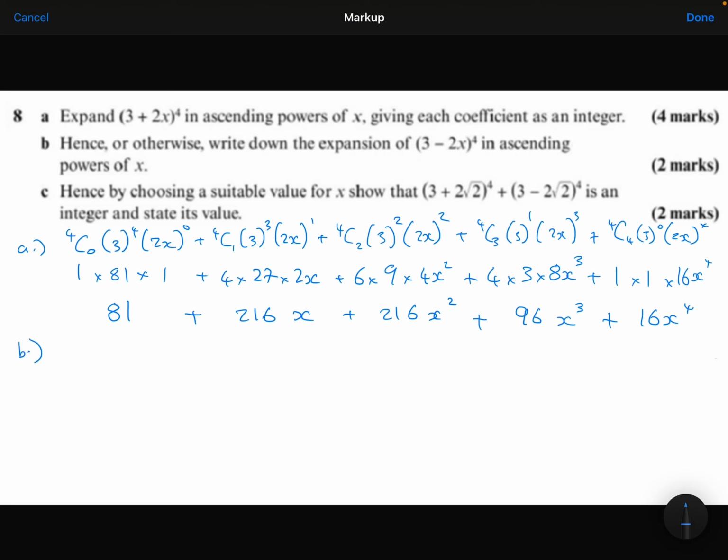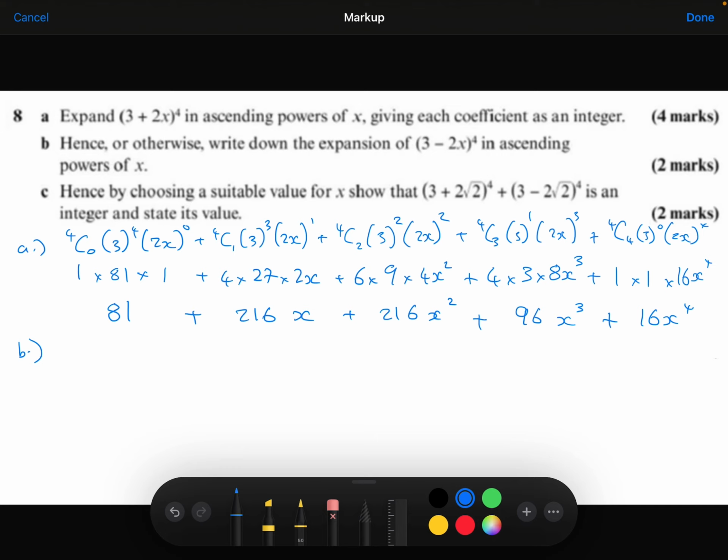Part B. Hence, or otherwise, write down the expansion of (3 - 2x)^4 in ascending powers of x. Well, it says hence, so this should have something to do with what I've just done. And if we compare them, actually this is exactly the same as what I've just done. The only difference is it's a minus 2x instead of a positive 2x. So rather than starting from scratch, let's see if I can just go back to part A and think about what would happen if it was a minus 2x instead of a positive 2x.